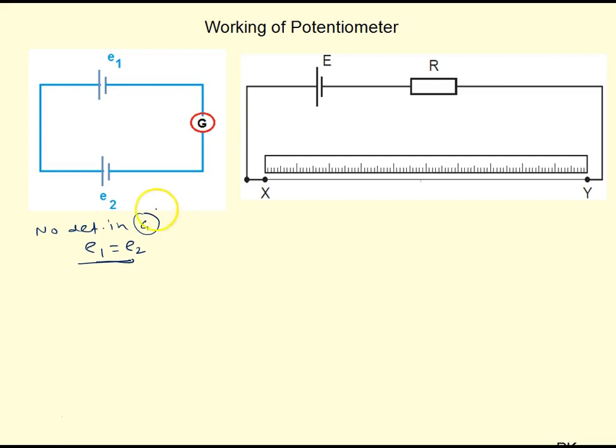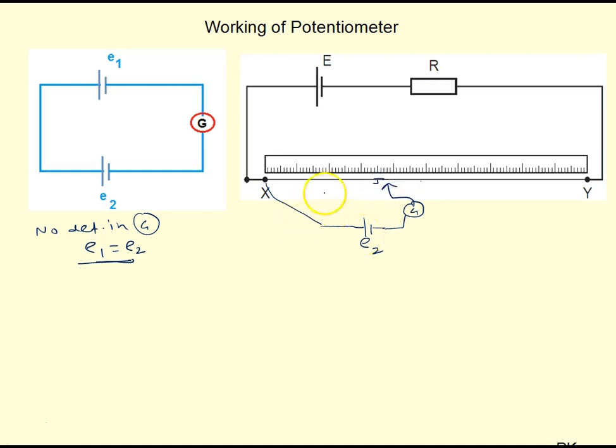Now, in place of E1, we use the primary circuit, which is on the right side, and we complete the circuit like this. We connect to the E2. Suppose this is the connection of E2, and this is the same galvanometer, and this galvanometer is connected to the jockey. The jockey is the movable key.